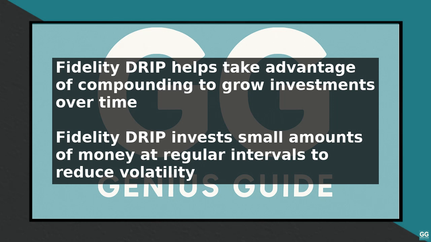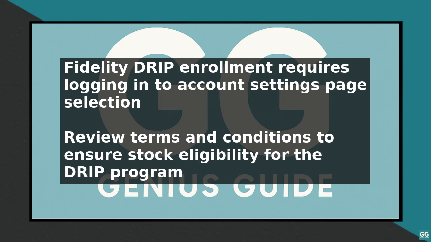To enroll in the Fidelity DRIP program, simply log into your Fidelity account and navigate to the account settings page. From there, you can select the stocks you want to enroll in the DRIP program, and Fidelity will take care of the rest. It is also important to keep in mind that not all stocks are eligible for the DRIP program, so be sure to check the eligibility of any stock before you buy it.